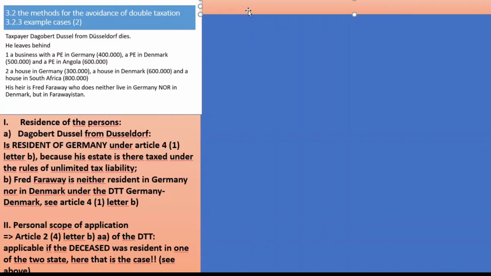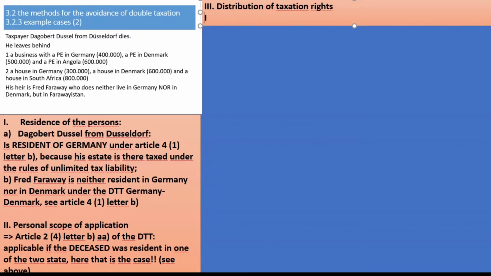So number 3, we come to the distribution of taxation rights. The usual questions always: source country and obligations of the residence countries. Well, the business PE in Germany.